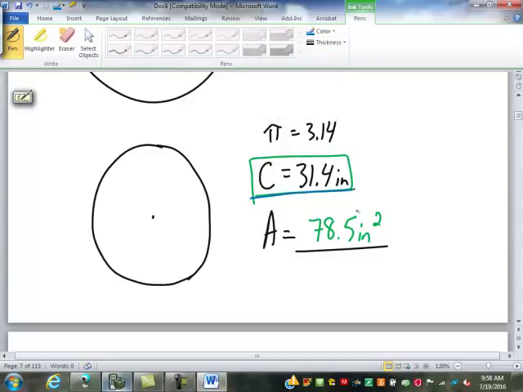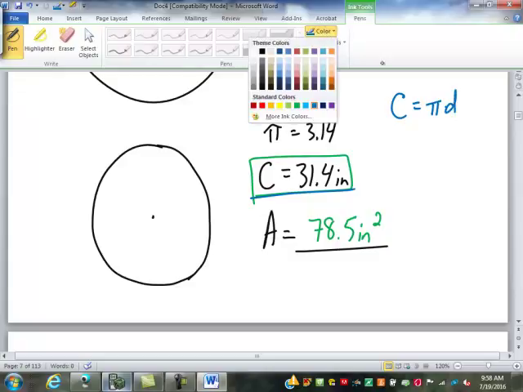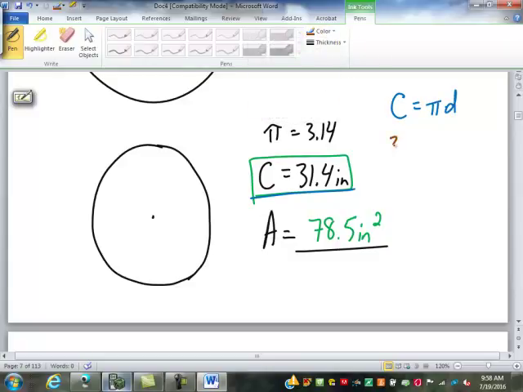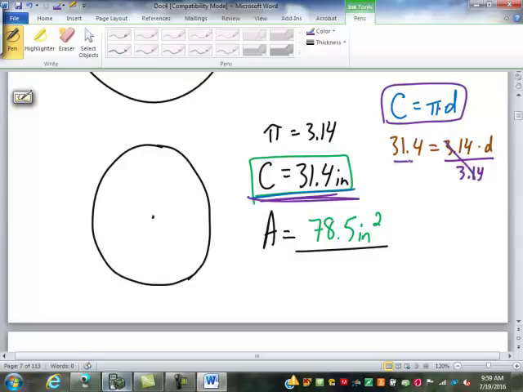Well, from the circumference, what can we find? We know that circumference is pi times diameter, right? So 31.4 is the circumference, equals 3.14, which is pi, times the diameter. I'm going to pause there for a second. Any questions on where that came from? I just took my formula for circumference, put in my number for circumference for C and my number for pi, 3.14. And now to solve for the diameter, I'm going to divide by 3.14. You get that 10 is my diameter.